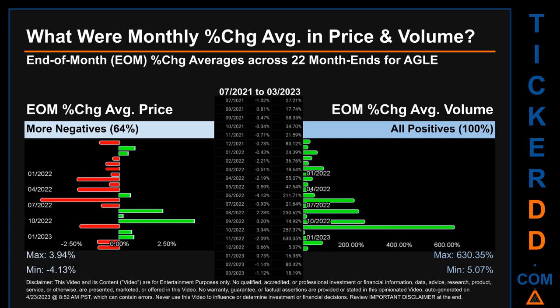Price saw an end-of-month max of 3.94% in average percentage change along with a minimum of -4.13%. For volume, the maximum and the minimum monthly percentage change were respectively 630.35% and 5.07%.